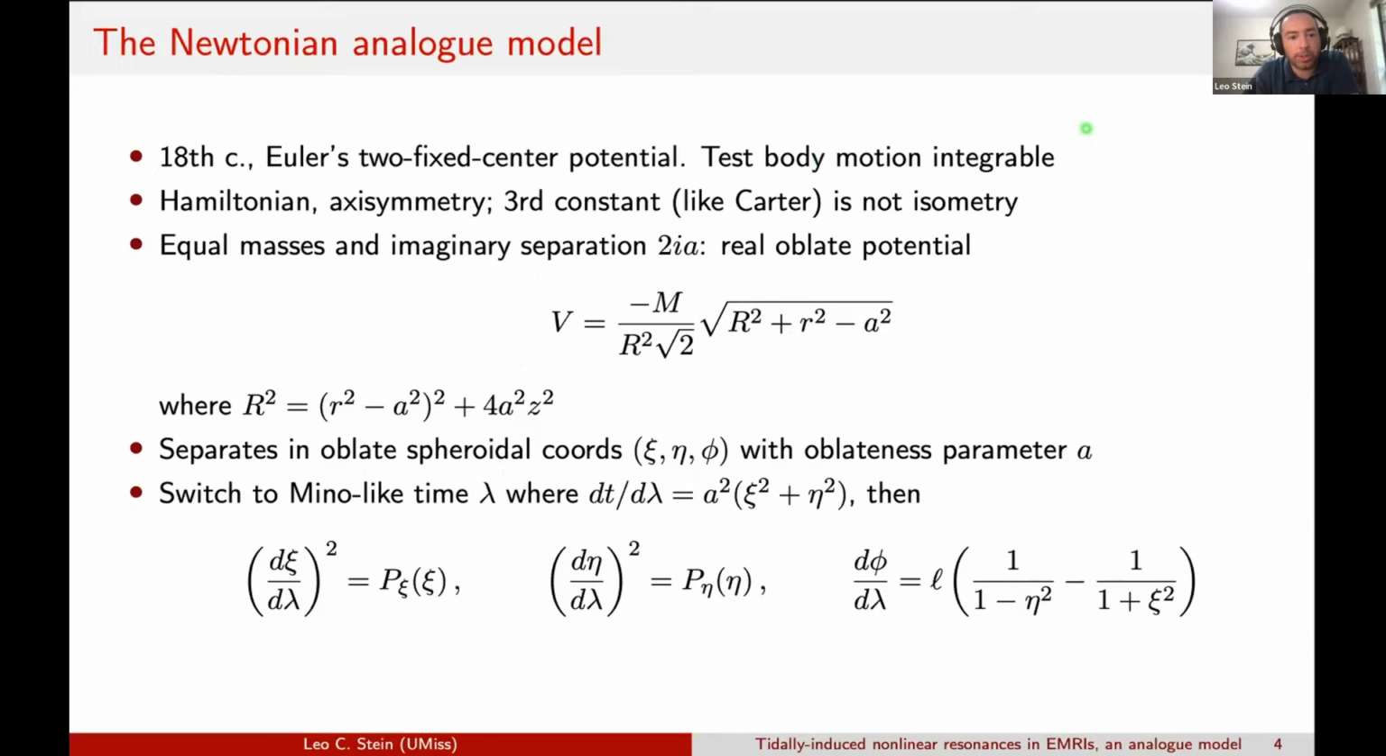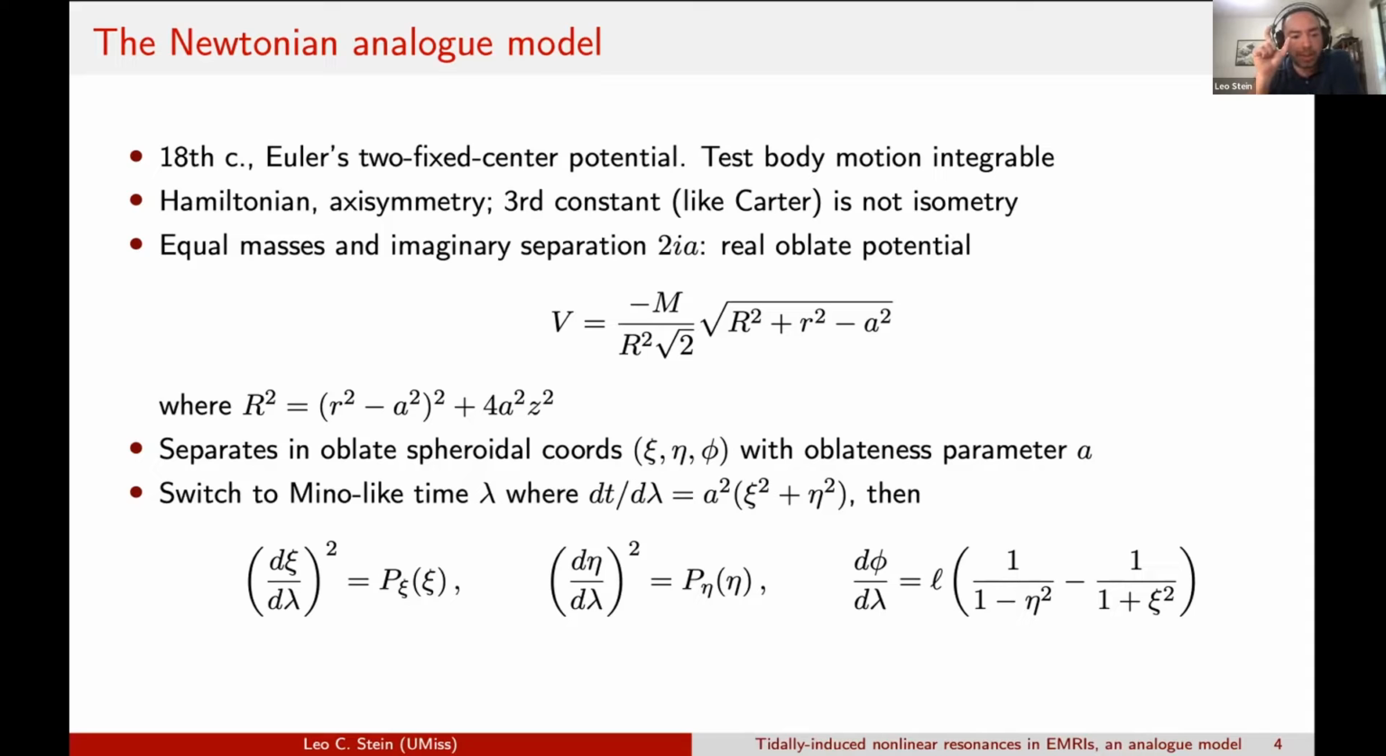So the toy model that we're using here goes back to the 18th century. This is the Euler two-fixed center potential. You just take two masses of two different masses, fix them in space, and then you have some test body that moves in that background potential, and that turns out to be integrable. So there's the energy, and there's the axisymmetry about that line connecting the two bodies, and there's some third quantity that's kind of like the Carter constant that's not due to an isometry.